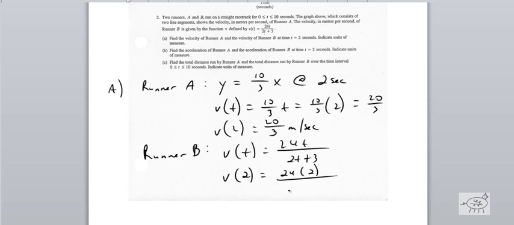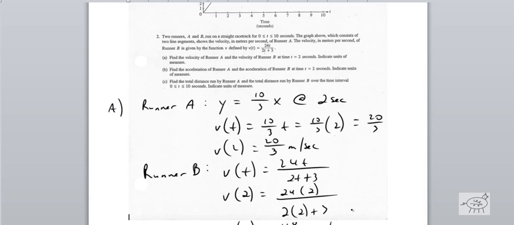And then runner B is actually even easier, because you're given an equation, V of t is 24t over 2t plus 3. So it's basically V of 2, you're just plugging it in. 24 times 2, don't have to do anything fancy because you're given the velocity equation, over 2 times 2 plus 3. Okay, so V of 2 is 48 over 7 meters per second. Pretty easy.